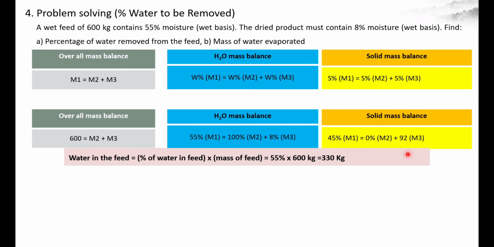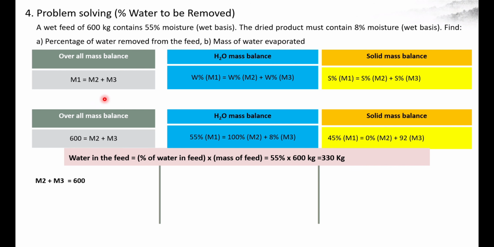In this question, we are asked to calculate the percentage of water removed from the feed. So from the feed, how much water is removed? Because of that, we need to know how much water is there in the feed. Water in the feed can be calculated by multiplying the percentage of water in the feed with the mass of the feed. The mass of the feed is 600 kg and the respective moisture in the feed is 55%. So 55% of 600 kg will give me the amount of water in the feed. In this case, it's calculated to be 330 kg. So there is 330 kg of water in the feed.